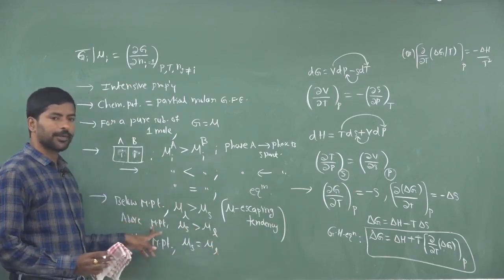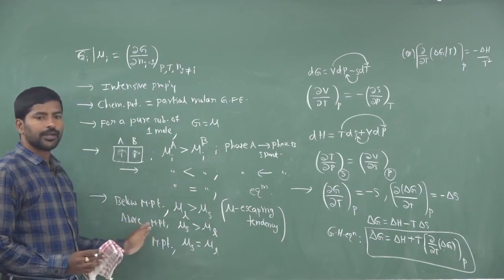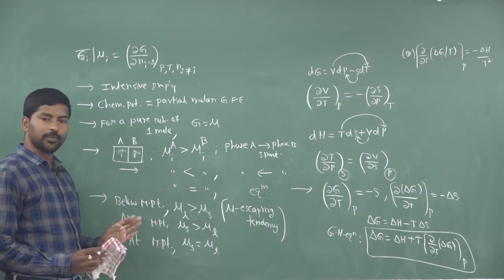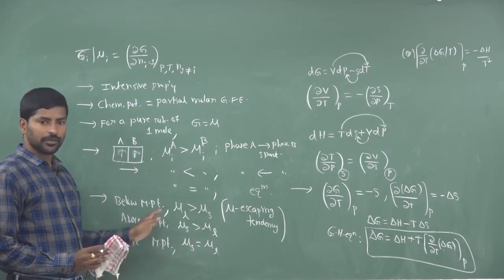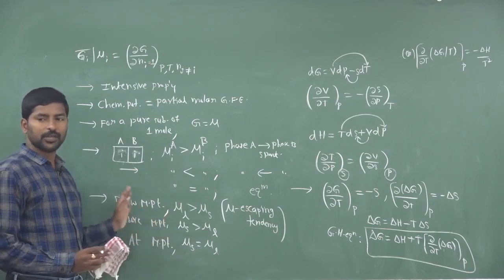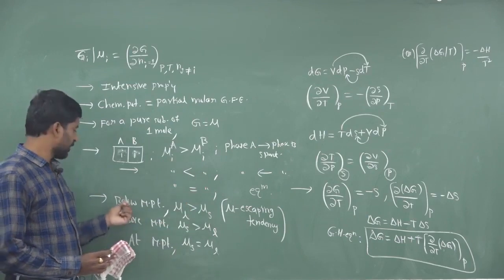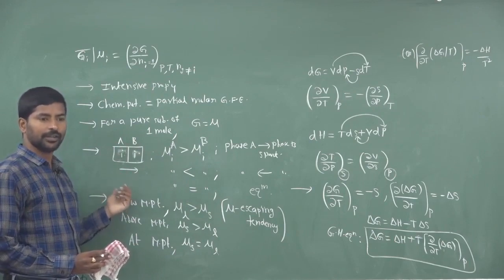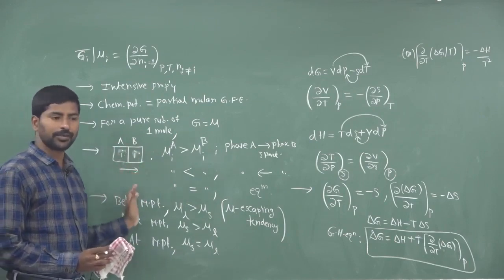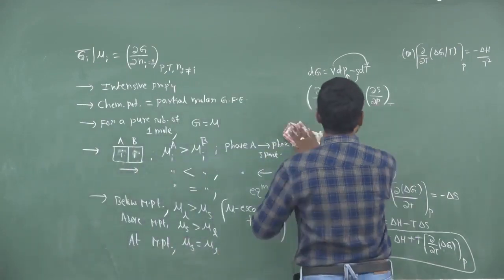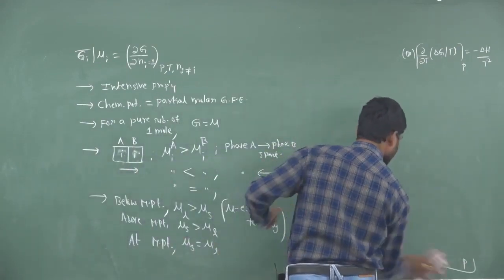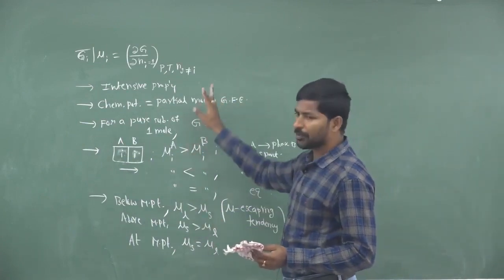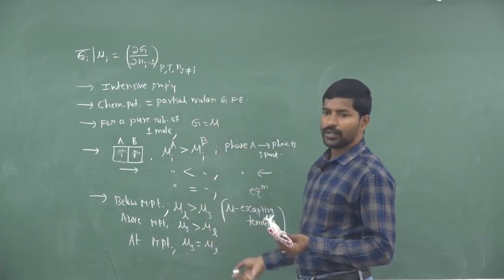Above boiling point, liquid converts to vapor. So liquid chemical potential is more compared to vapor. Below boiling point, vapor converts to liquid. Therefore, chemical potential of vapor is more compared to liquid. This is the importance of chemical potential. This concept is important. You remember these points related to chemical potential.